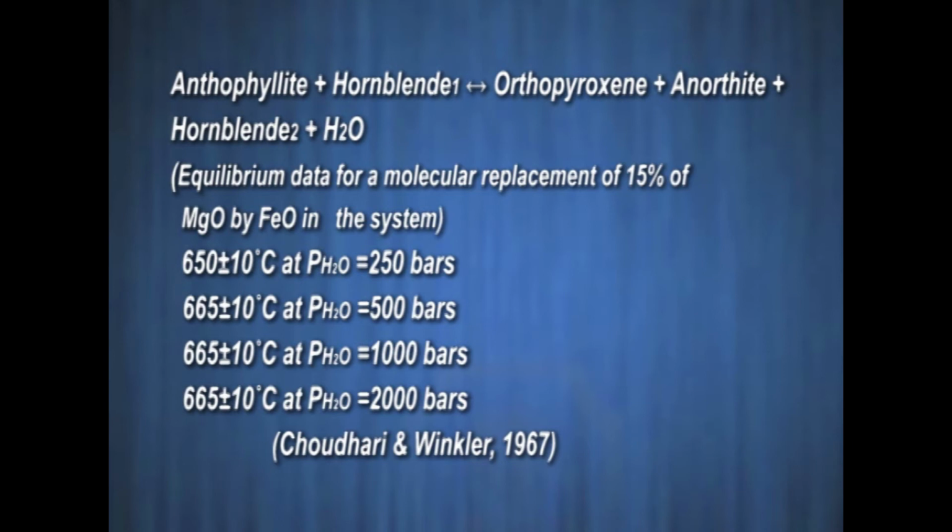Anthophyllite plus hornblende 1 give rise to orthopyroxene plus anorthite plus hornblende 2 plus water. Equilibrium data for a molecular replacement of 15% of MgO by FeO in the system. The reaction occurs at 665 degrees centigrade at P water pressure equal to 1000 bars and 665 degrees centigrade at P water pressure equal to 2000 bars by Chaudhary and Winkler 1967.